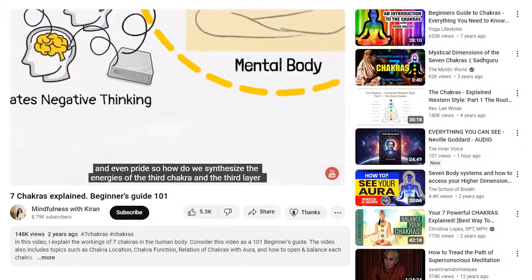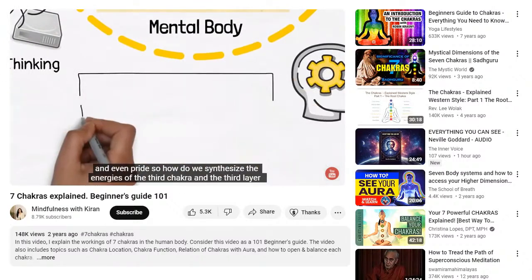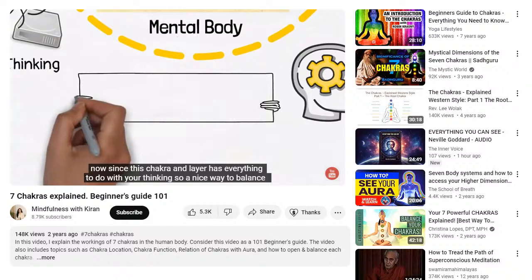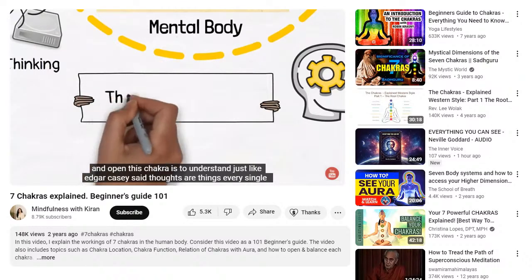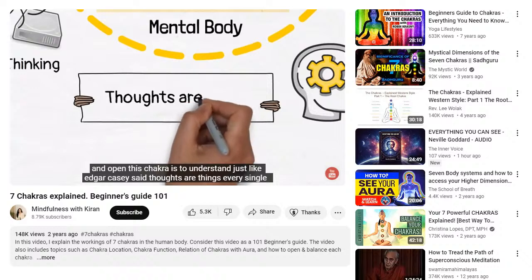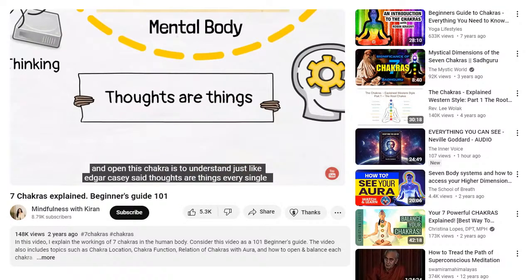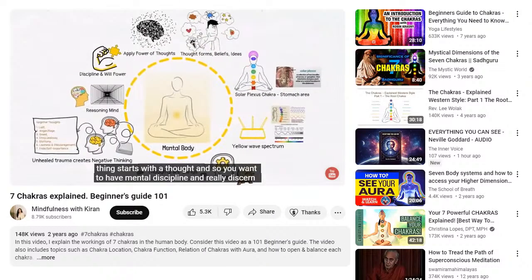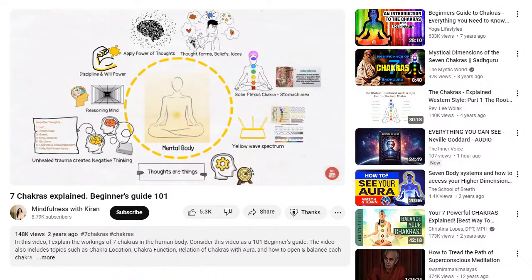So how do we synthesize the energies of the third chakra and the third layer? Now, since this chakra and layer has everything to do with your thinking, a nice way to balance and open this chakra is to understand, just like Edgar Cayce said, thoughts are things. Every single thing starts with a thought. And so you want to have mental discipline and really discern and take time what thoughts you're going to entertain and which ones you're going to reject.